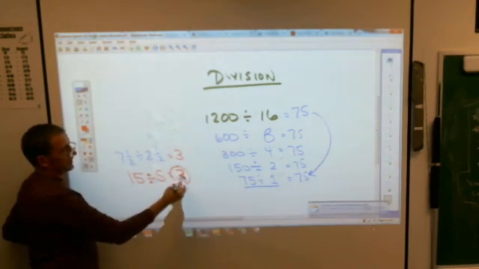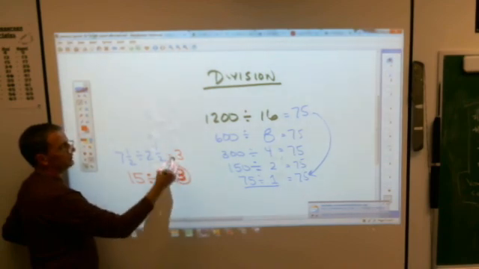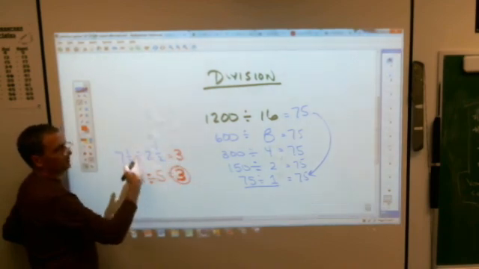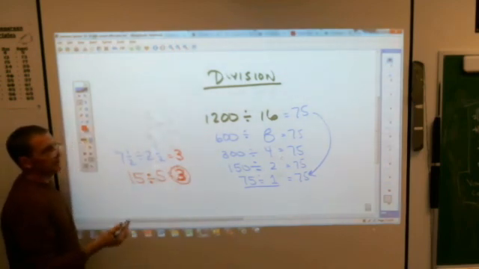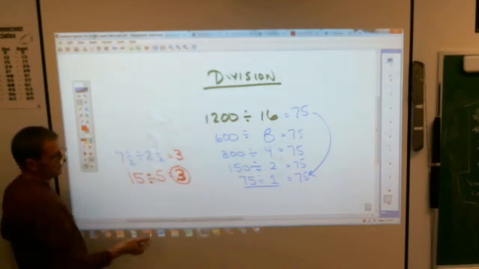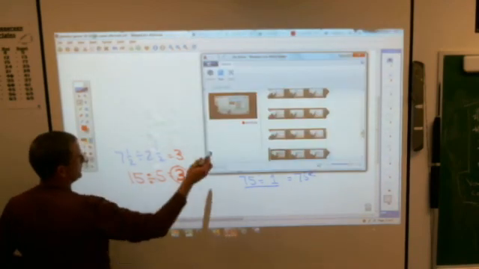So the book just kind of wants you to start being aware that that's something you can do when you divide. If you can multiply or divide both of them by the same number, you can make the problem easier, or you could probably make it harder, I suppose, as well. But they just want you to be able to see that.